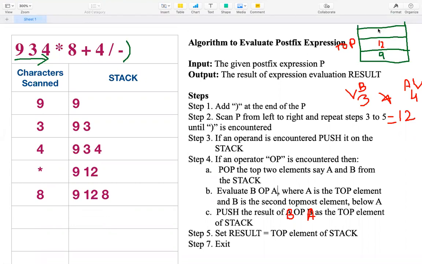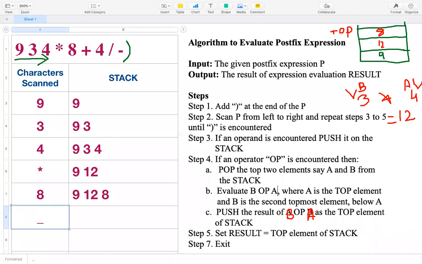So let me add 8 here. So this is my 8, and then my top is no longer in this place. Now my top moves to this. Now what is the next character scanned? The next character scanned is plus. So that is an operator. Whenever we encounter an operator, we pop the 2 elements, the top element and the next element from the stack. We operate B op A and put the result back into the stack.